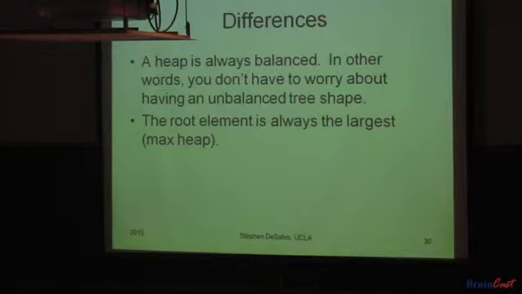So here are some differences between binary search tree and a heap. A heap is always balanced. In other words, you don't have to worry about having an unbalanced tree shape. So that's a really nice property to have in general, okay? In other words, it doesn't matter how you insert the elements or in what order, it will always be balanced. Second, the root element is always the largest.